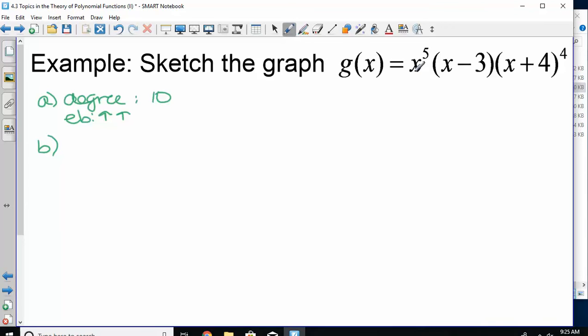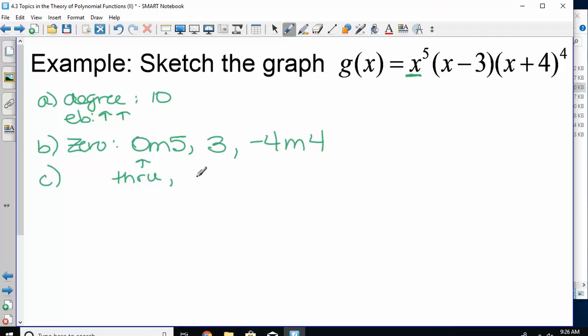Okay, zeros. This x out here, what makes that equal 0? 0. Since it's a 5th power, its multiplicity is 5. What makes x minus 3 0? And x plus 4. Multiplicity 4. Okay. Bounce or through. At the 0, what will happen? At the 3. Through. At negative 4.